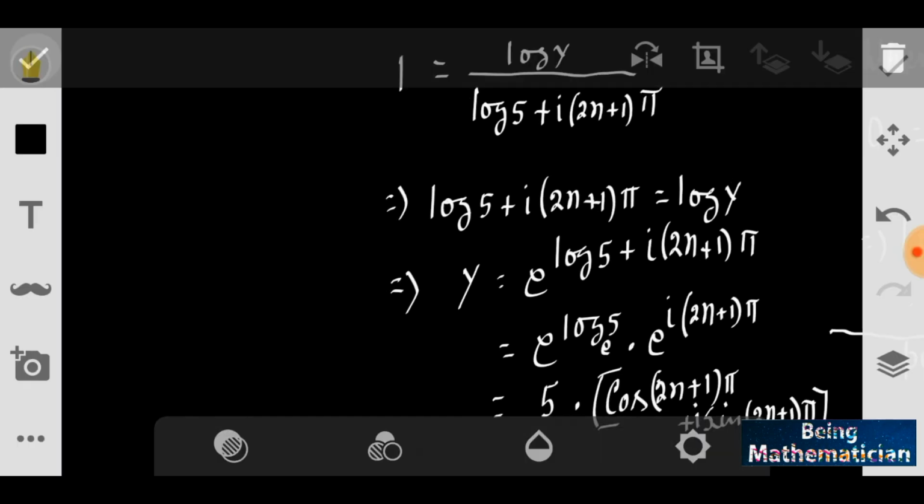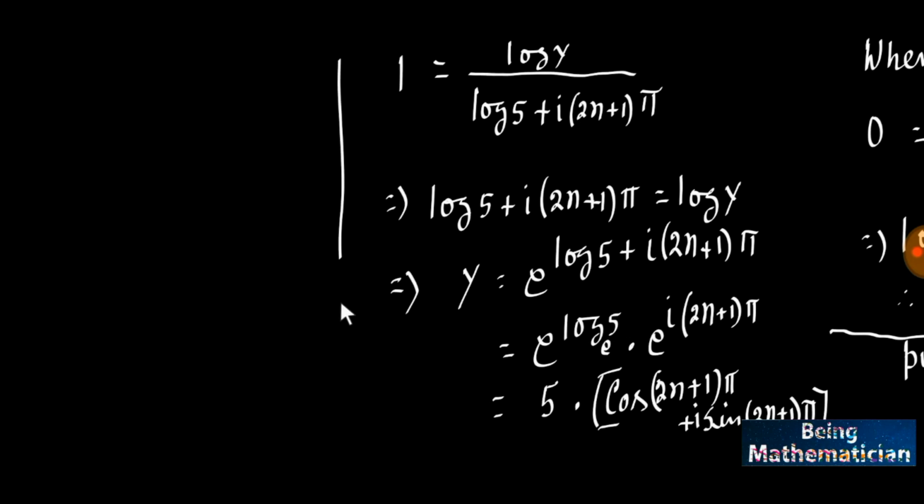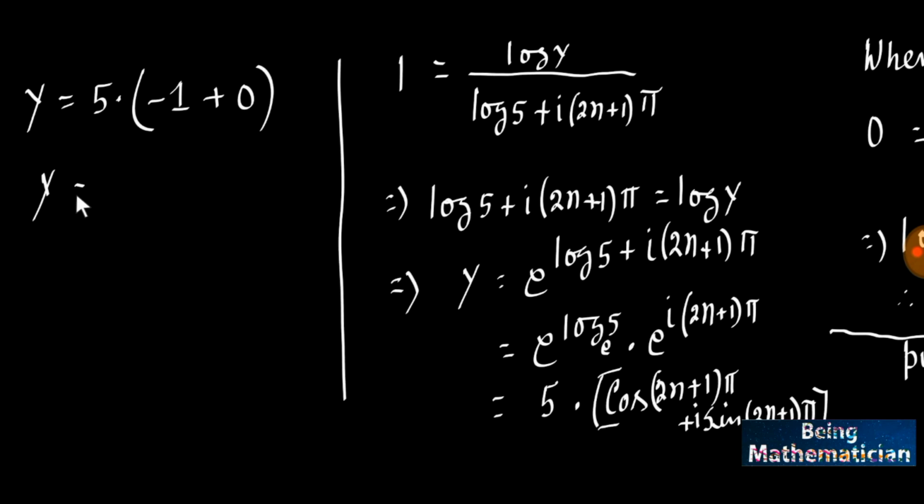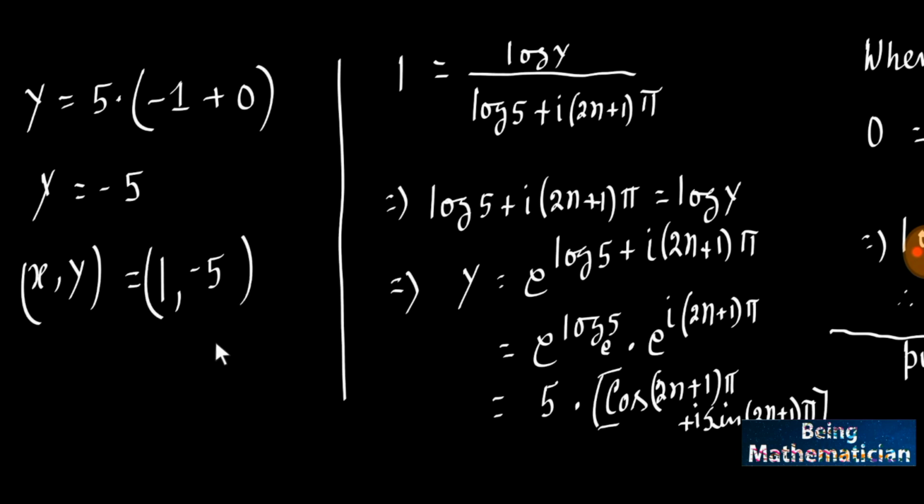plus i into sine (2n plus 1) into pi. So y must be 5 into (-1 plus 0), since the cosine of an odd multiple of pi is -1 and the sine of an odd multiple of pi is 0. So this value is -1 and 0. So y equal to -5. So the point (1, -5) is verified.